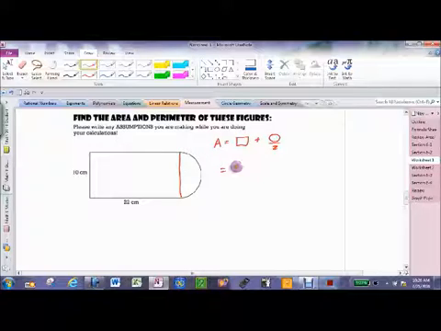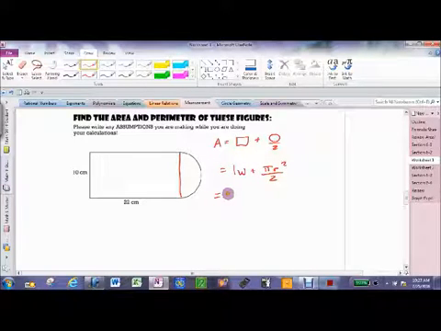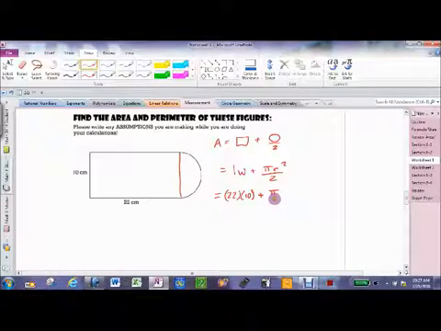So what's the area of a rectangle? LW. What's the area of a circle? Pi r squared divided by 2. Now, fill it in. What's the L? 22. What's the W? 10, plus pi. What's the R? Say it loud and proud. The R is 5. Why?